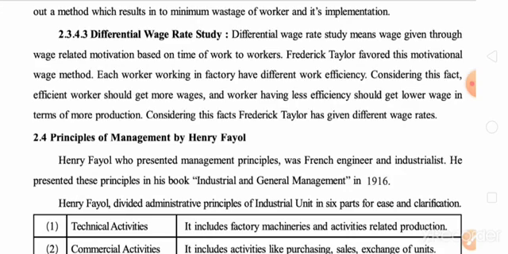Remember the third point given by Frederick Winslow Taylor: if the person is efficient enough, then we should provide them 30% to 100% more wages. The wage related motivation should be given based on the time of work, meaning how much time they have spent in the organization. Frederick Taylor favored this motivational wage method. In the traditional method there is nothing like a motivational wage method, but in this new method Taylor favored it.